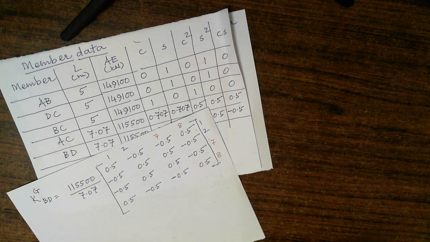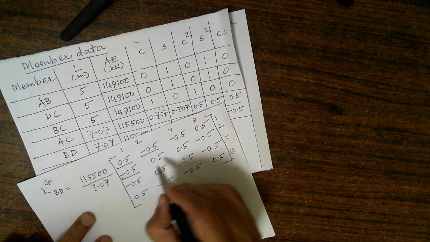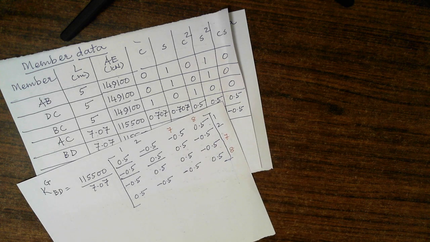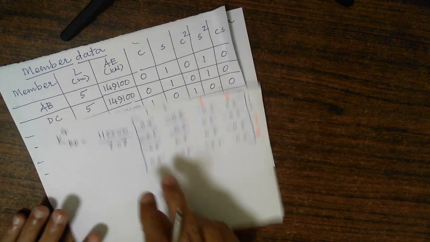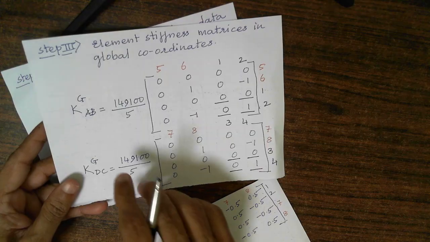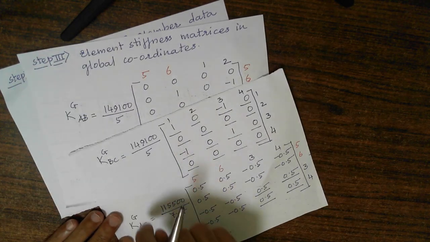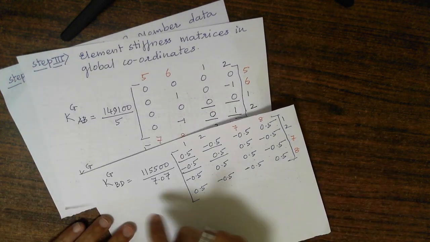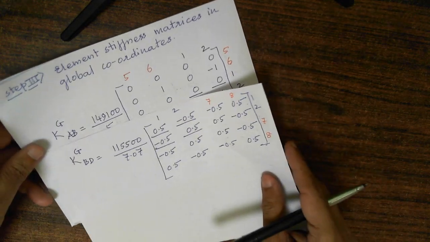Now I need to map. I am smart enough that I want only this first row, first column, first row, second column, second row, first column, and second row, second column for my final global stiffness matrix for the structure, and that is why I have marked these points. So I have written elemental stiffness matrices for all my joints under consideration. I have written for AB, I have written for DC, BC, AC, and now the last member BD. So I have written elemental stiffness matrices for all my points under consideration.